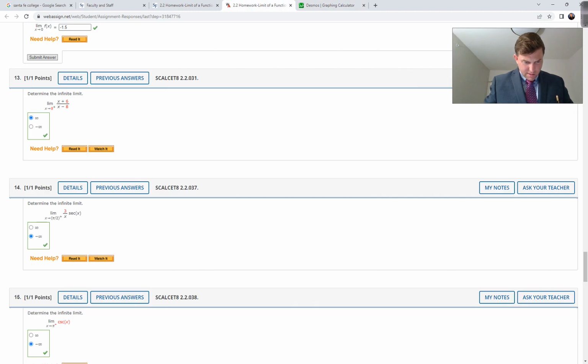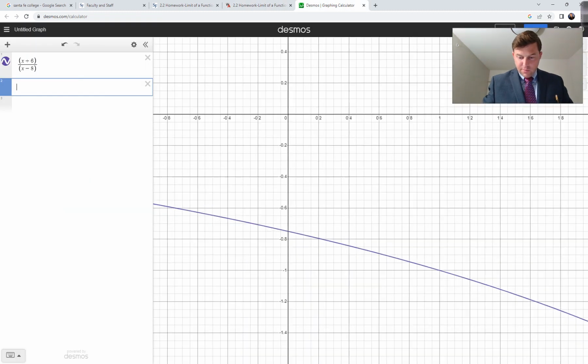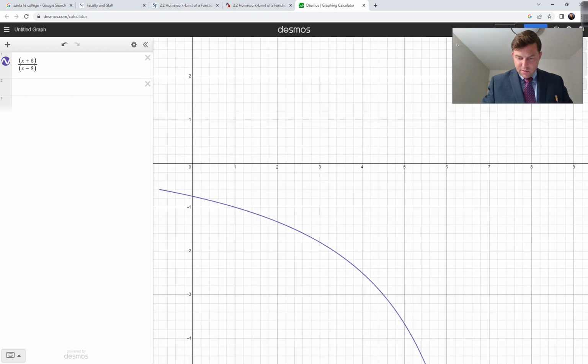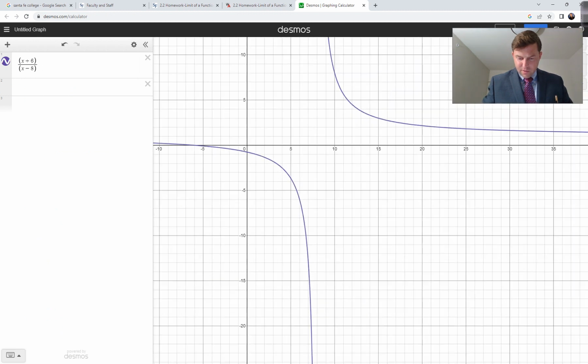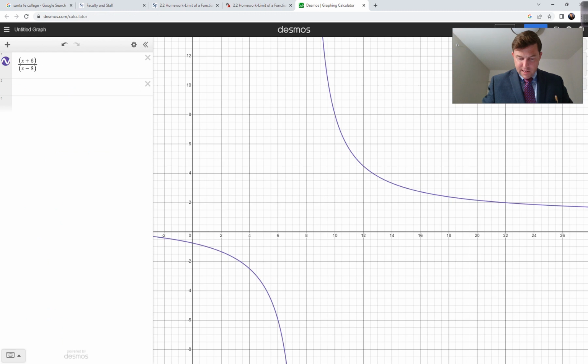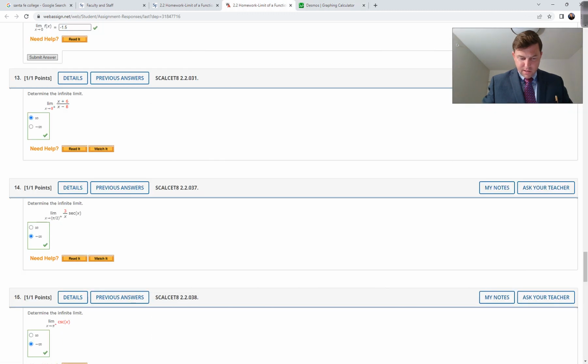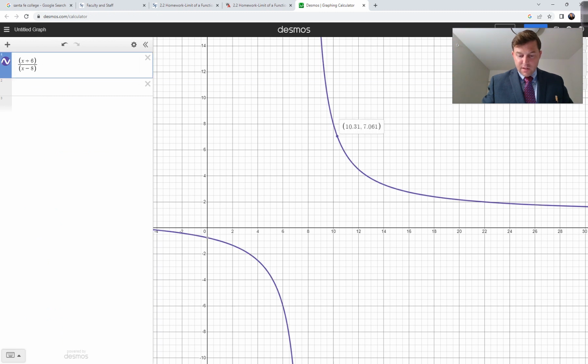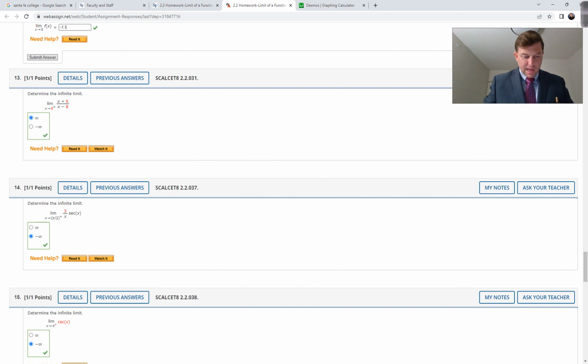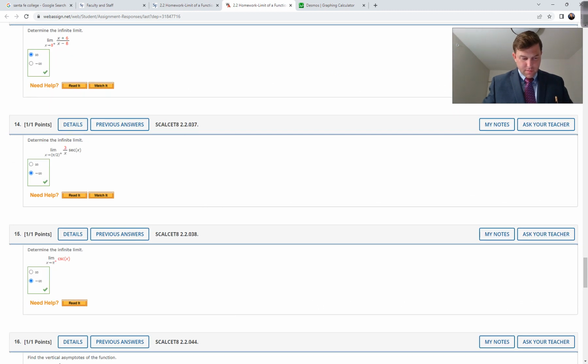Let's make sure that's right. It is right. And we're approaching 8. So you can click and drag here. So as x approaches 8 from the right, notice from the right, as I approach 8, my y values are getting bigger. As I approach 8 from the left, my y values are getting bigger but negative. So this one from the right is going to positive infinity.